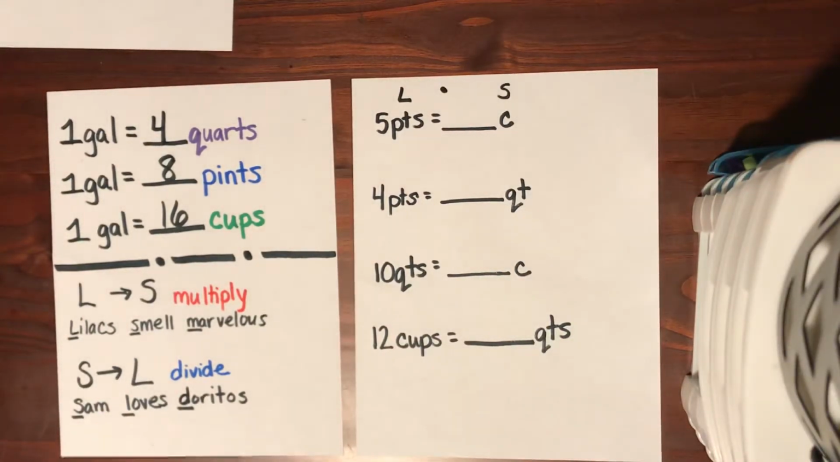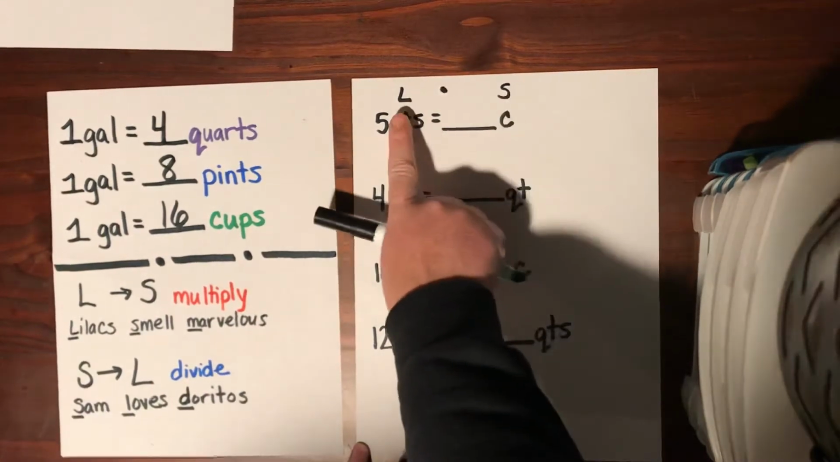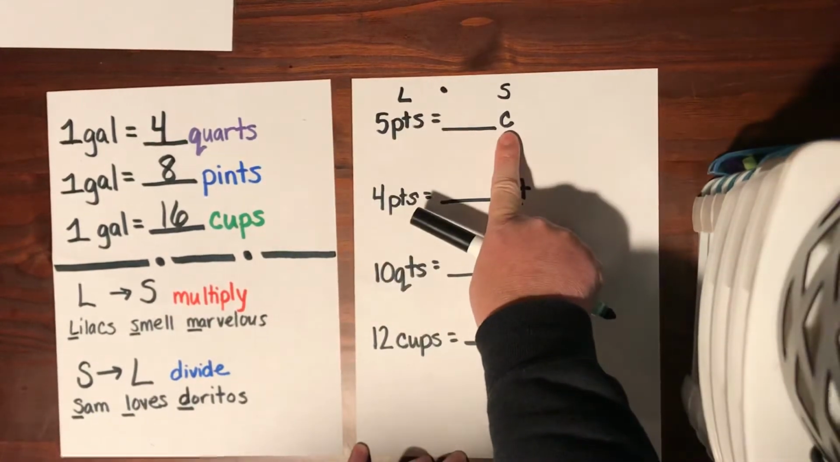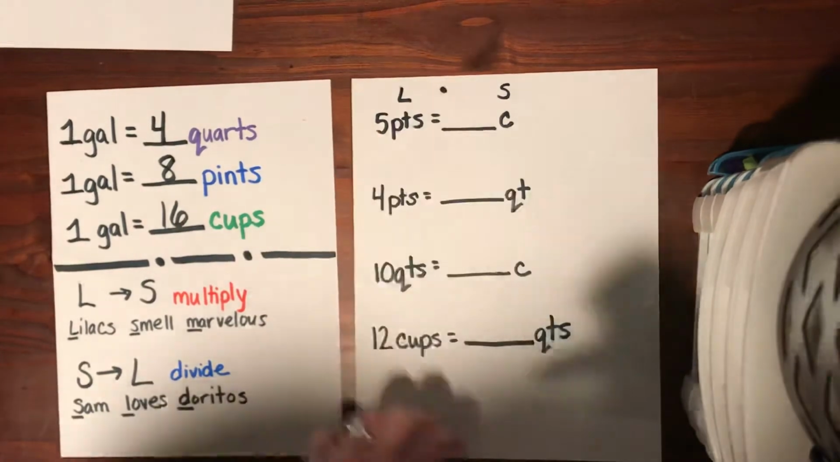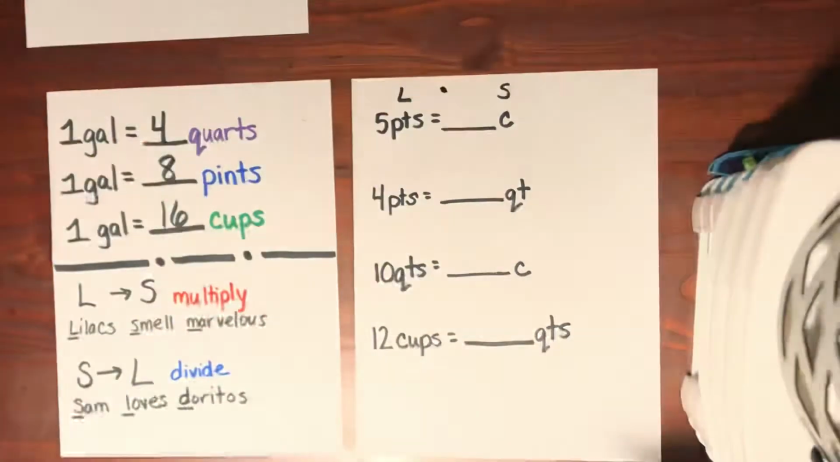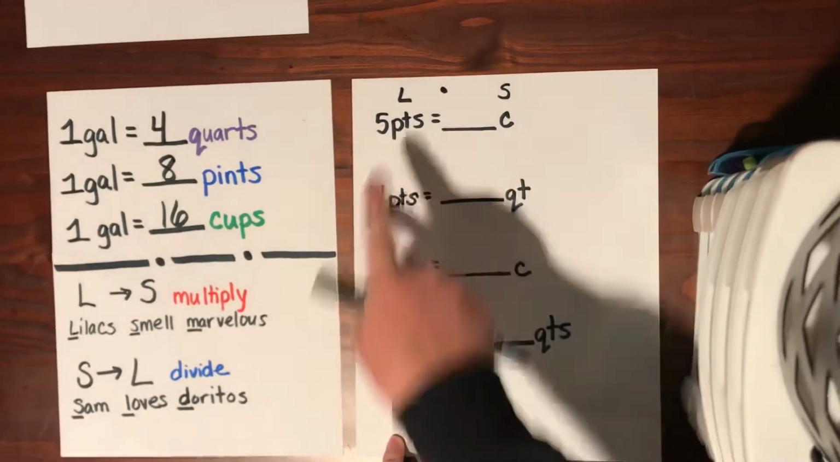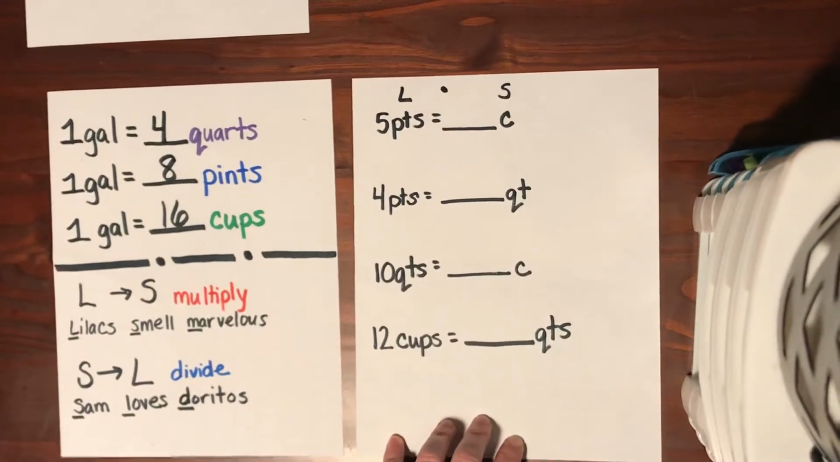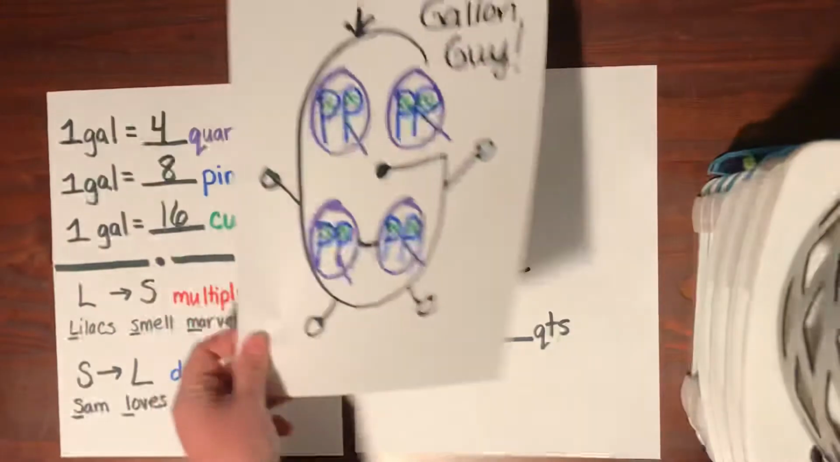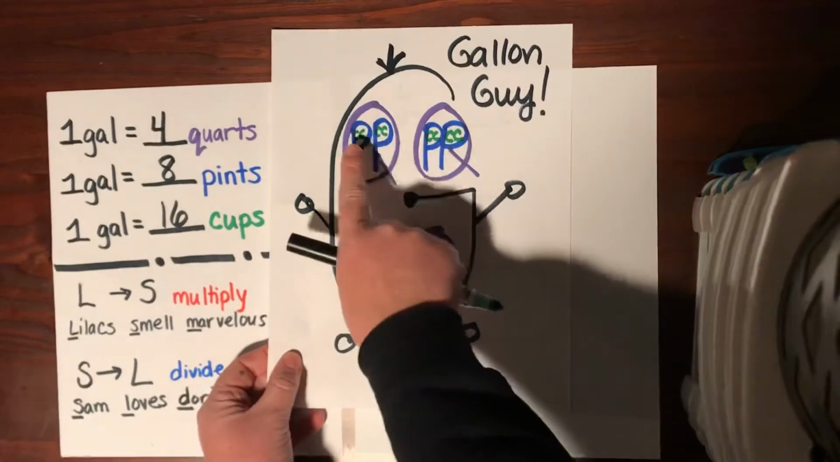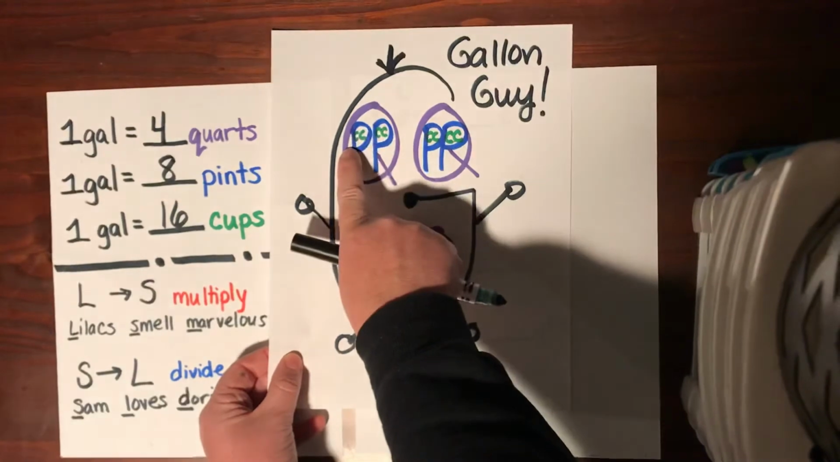Then, after you see if you're going from a larger unit to a smaller unit or a smaller unit to a larger unit, once you know the rule, the next question you're going to ask yourself is, how many of the smaller units are in the larger units? So how many cups are in a pint? And that's where you can refer back to your Gallon Guy if need be. How many cups are in a pint? There are 2 cups for every pint. And again, if you want to refer back to your Gallon Guy, there are 2 cups in every 1 pint.